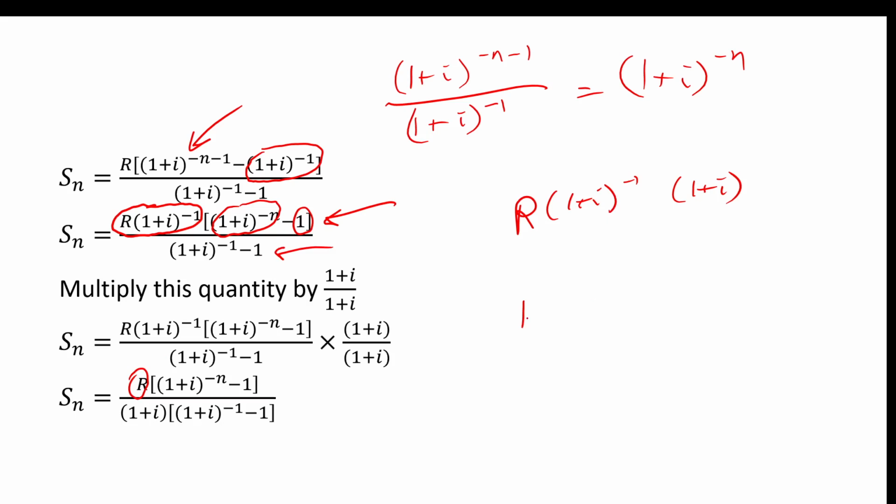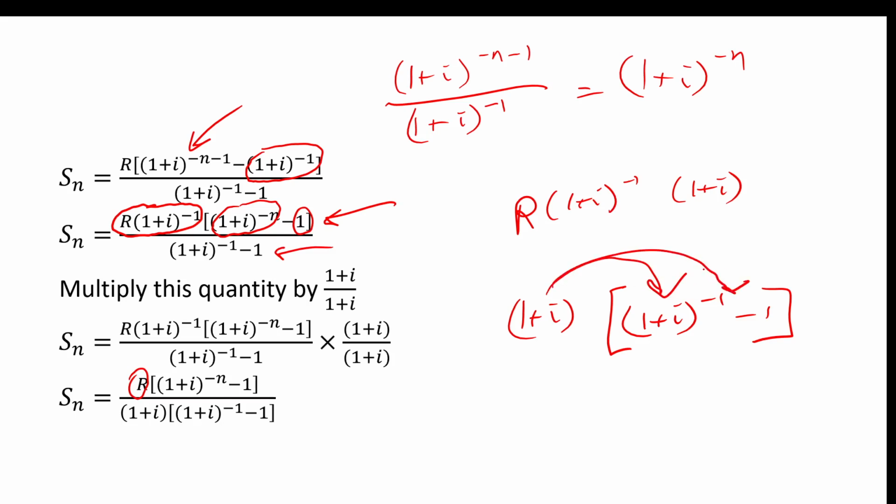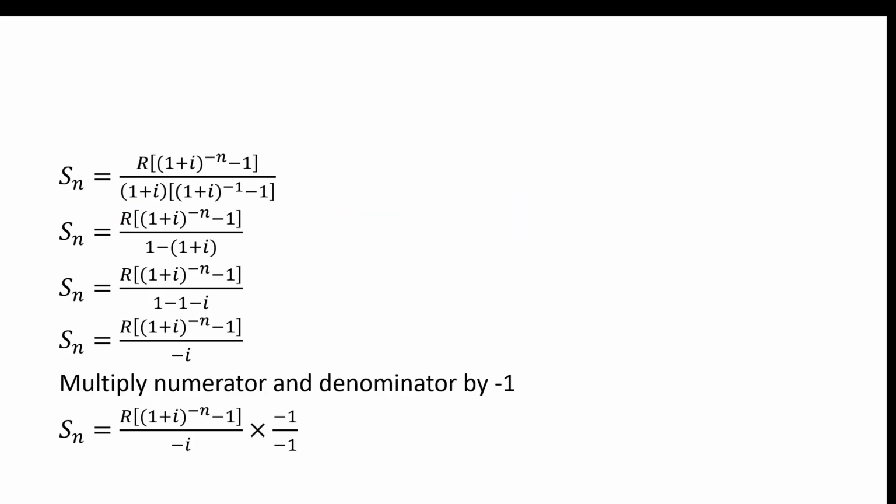Downstairs, we have 1 plus I to the negative 1 minus 1, and we're going to multiply it by 1 plus I. Well, 1 plus I times 1 plus I to the negative 1 becomes 1 plus I to the 0, which is also known as just 1. And 1 plus I times negative 1 will end up being minus the quantity of 1 plus I. So we'll see that on the next screen, and that's what we get here.